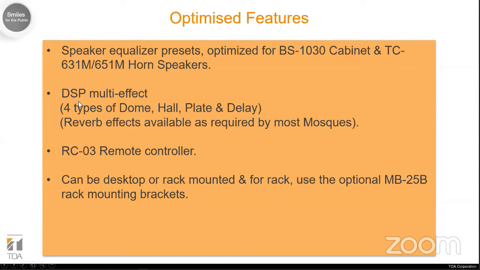The MX comes optimized with DSP, digital signal processing, multi-effect, all right? There are four types that you can do: a dome, a hall, a plate, and a delay. And for each of these four effects, you have three selectables. You can select long reverbs, medium reverbs, and short reverbs. So if you multiply three times four, dome effects times three, hall effects times three, plate effects times three, delay effects times three, this is where you come up with those 12 effects that I was talking about.